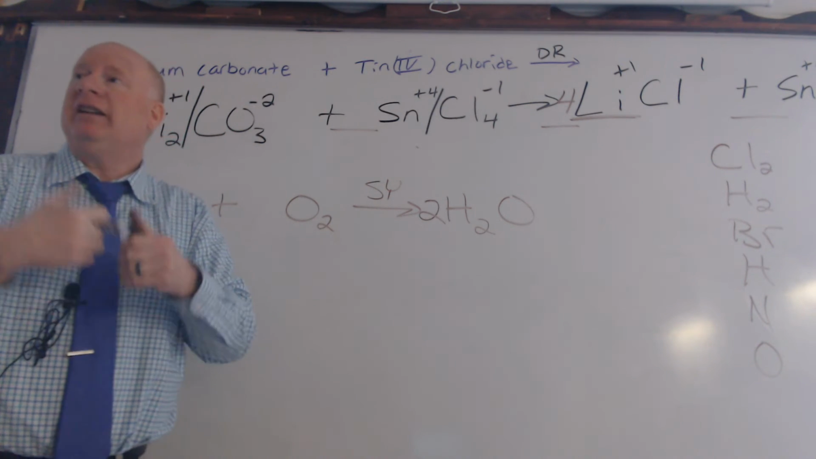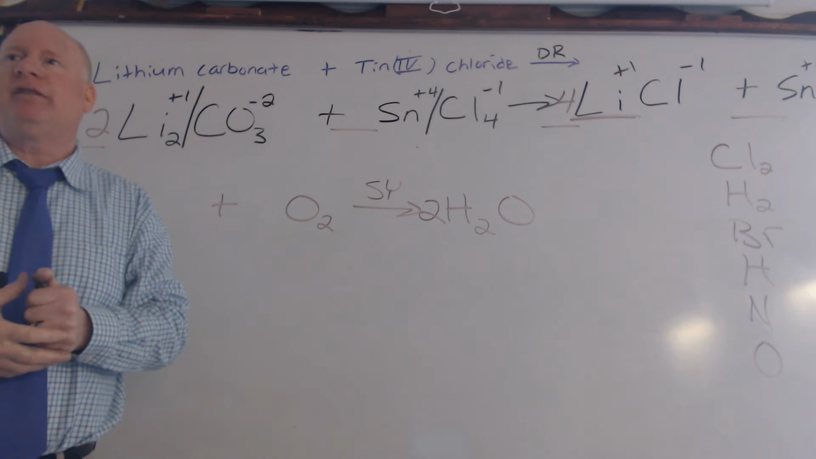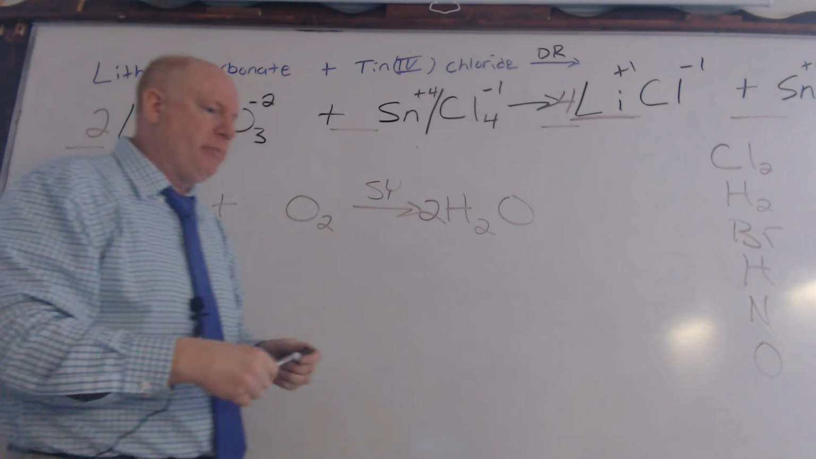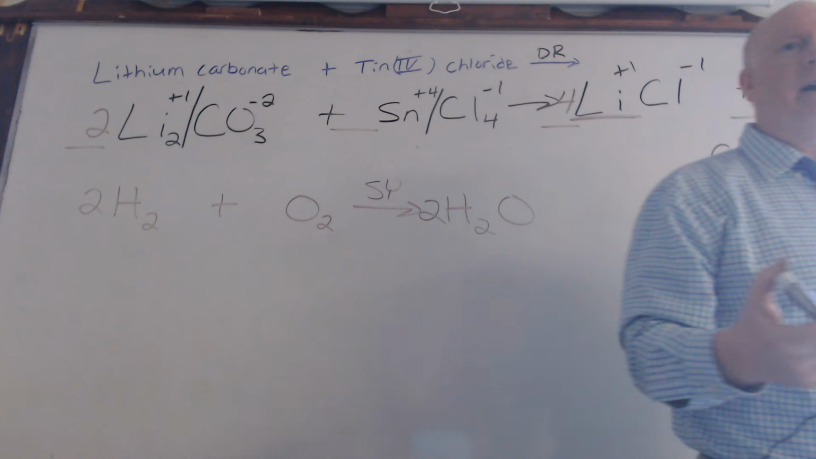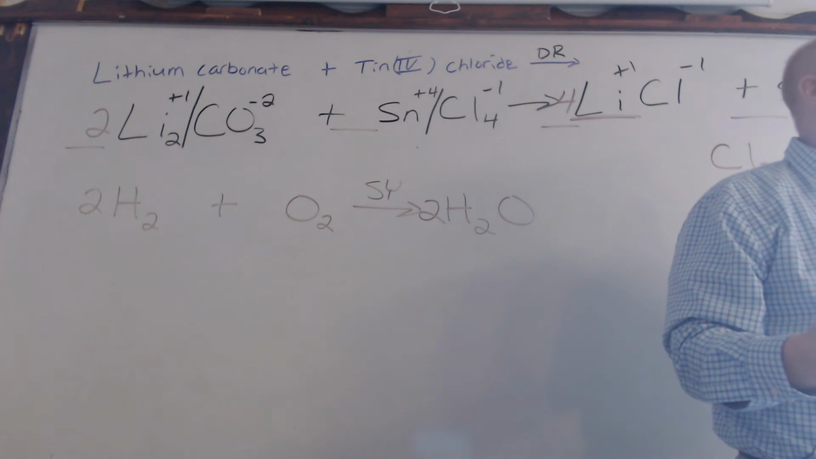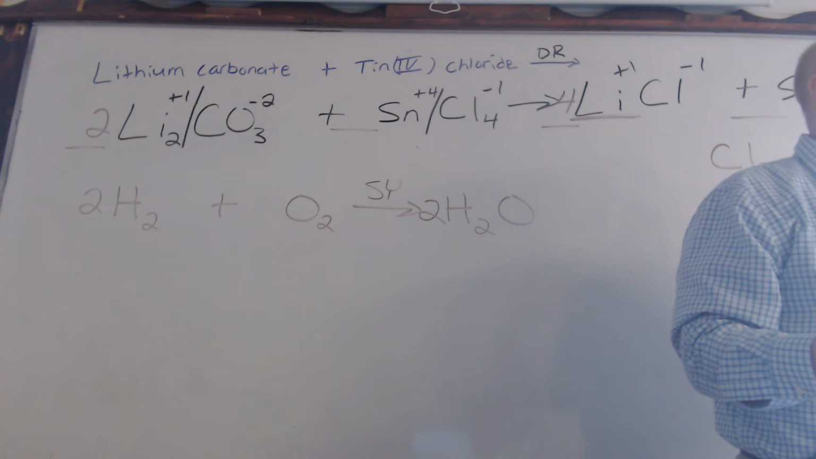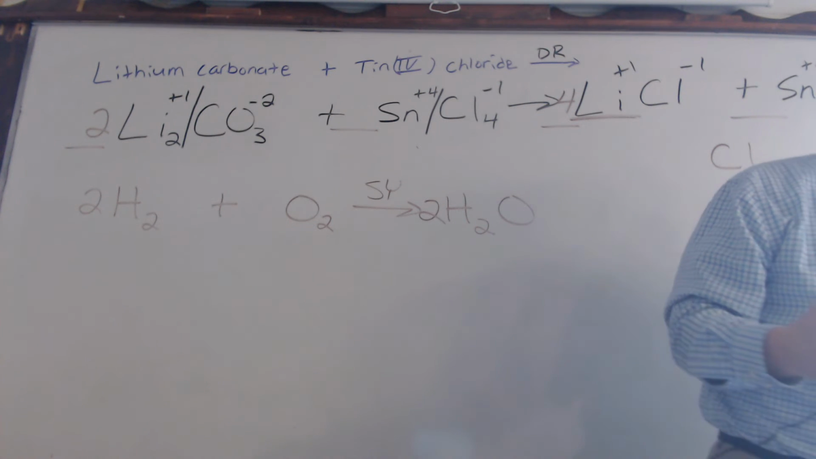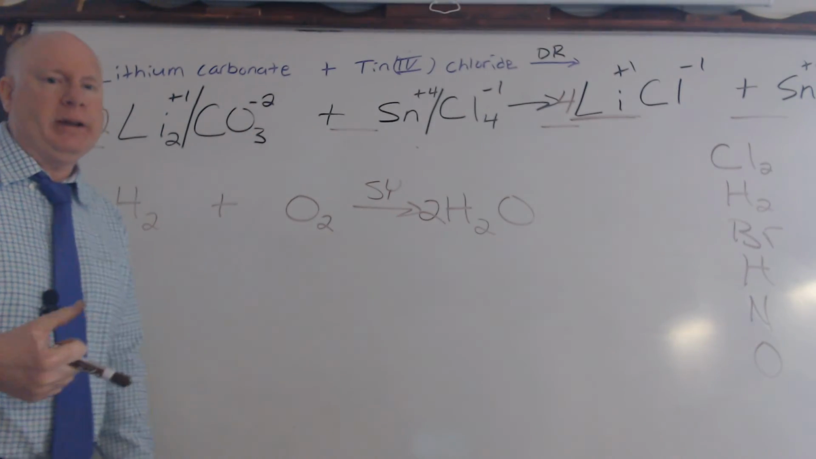If something speeds up a reaction, what might that be? Starts with a C. It's one of your vocab terms. That's a catalyst. A catalyst will speed up a reaction. What might slow it down? That starts with the letter I. That was one of your vocab terms too. An inhibitor. That's right. An inhibitor would slow a reaction down.